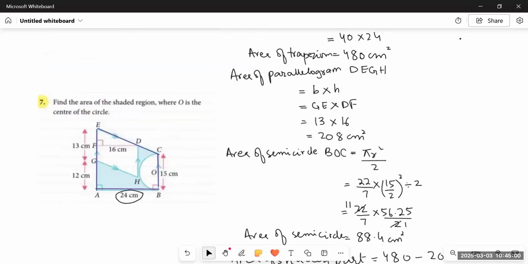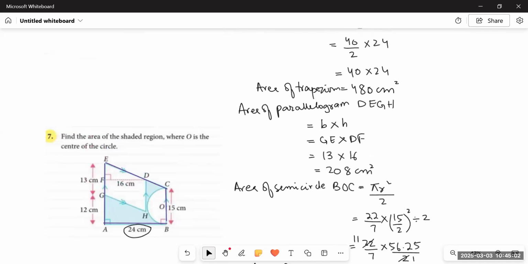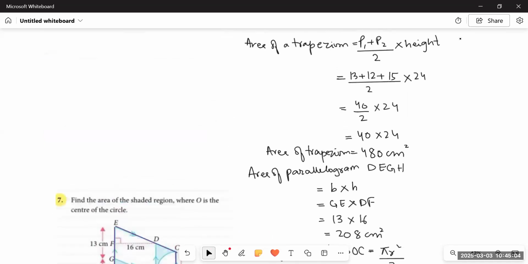Students, I made a small mistake over here. While adding 13, 12, and 15, I wrote 30 over here by mistake. So just make a correction over it, it would be 40 upon 2. So when you divide 40 by 2, you will get 20. And when you multiply 20 by 24, the answer would be 480 centimeters square. It means the area of the trapezium would be 480 centimeters square.